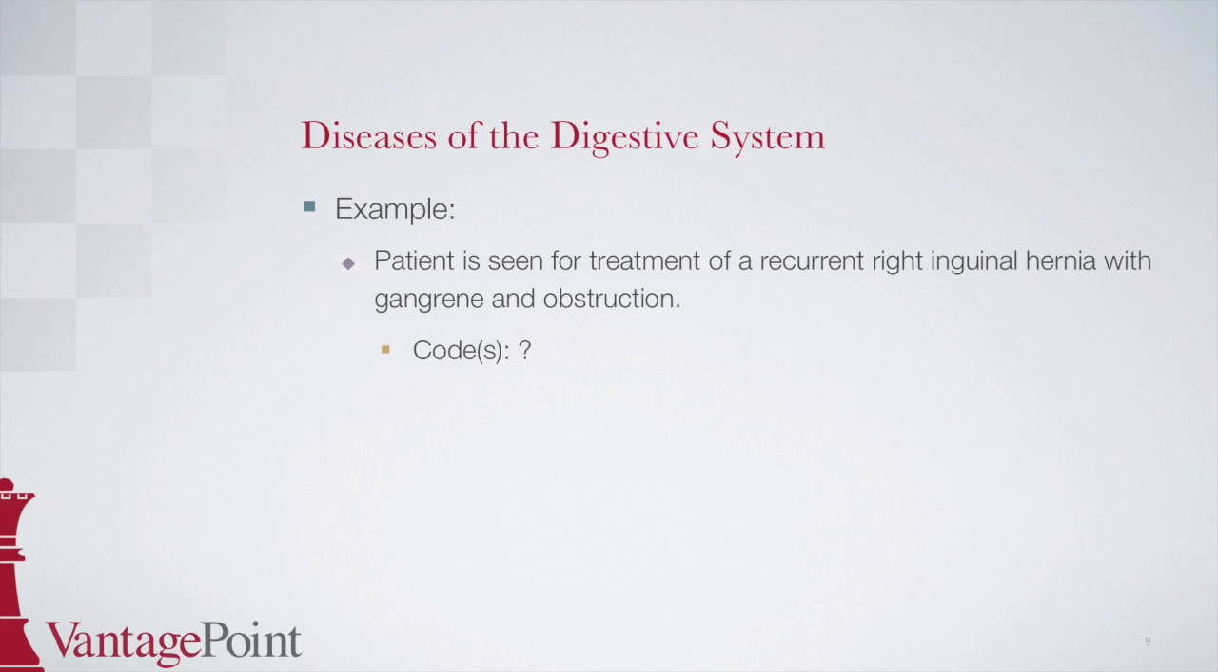Let's do another example. Our patient is seen for treatment of a recurrent right inguinal hernia with gangrene and obstruction. How would you code this? Please pause the webinar to complete this example and then hit play to continue and learn the answer.